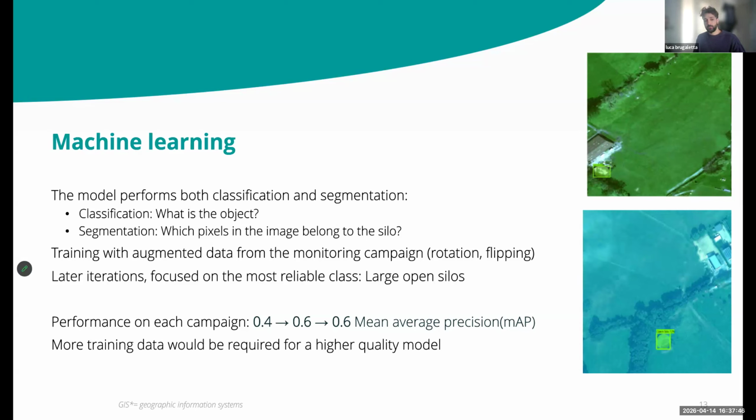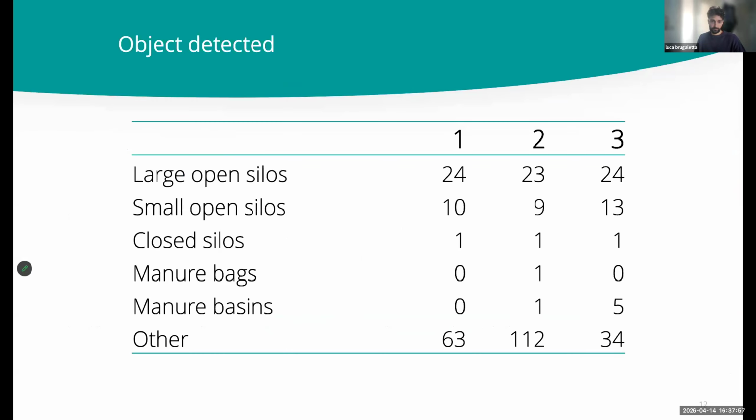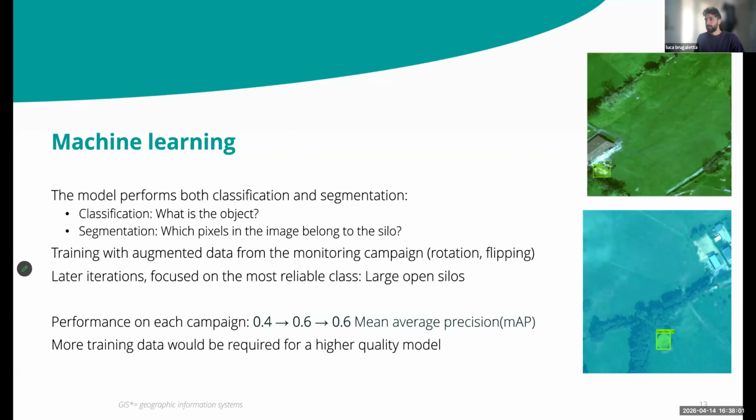Then, the main requirement will be to have more images because, for example, for large silos there were only around 24 cases in the end, which is still not a big number. This would be the best way to improve the model, but still 0.6 with so little data was a decent result.